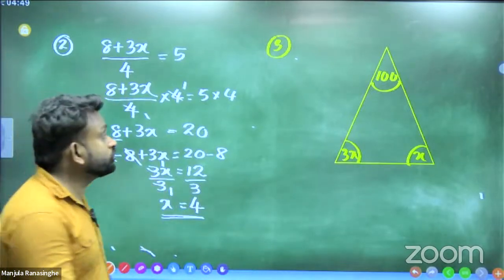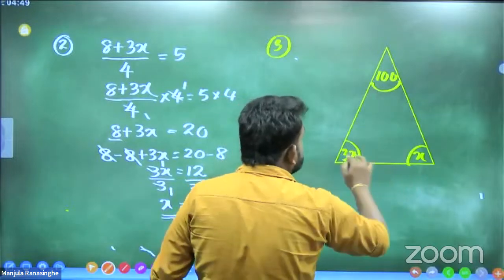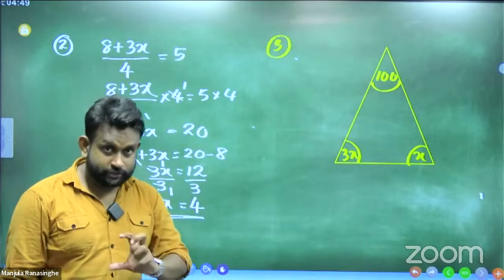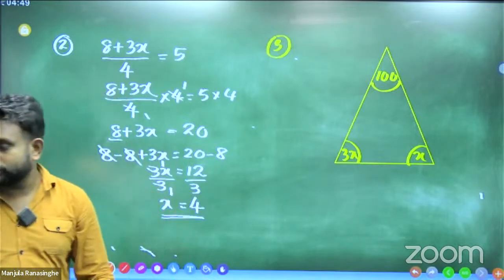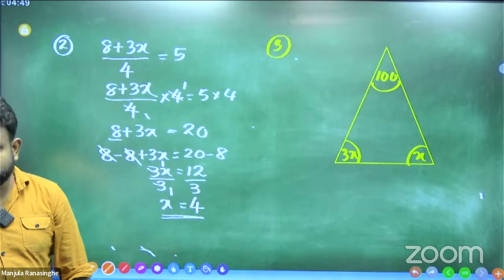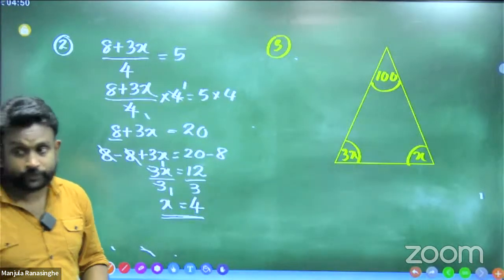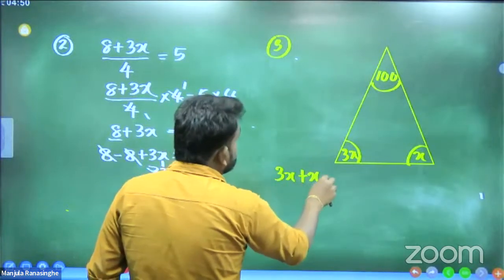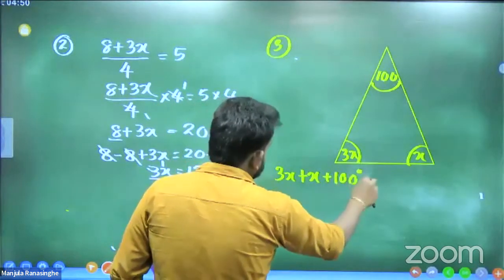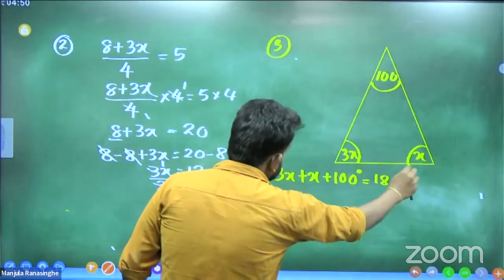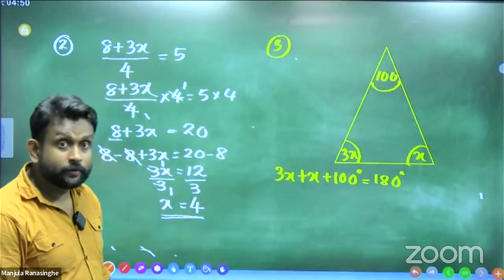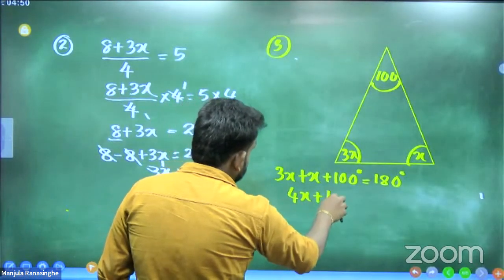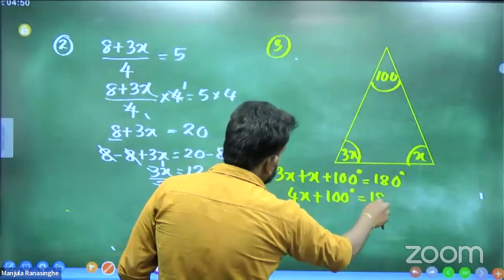Now you know that the interior angle sum of a triangle adds up to 180. In every triangle, the interior angle sum is 180. So you can add up all the angles to 180 degrees. You can now write 3x plus x plus 100 equal to 180 degrees. So here 3x plus x means 4x, plus 100 equals 180.